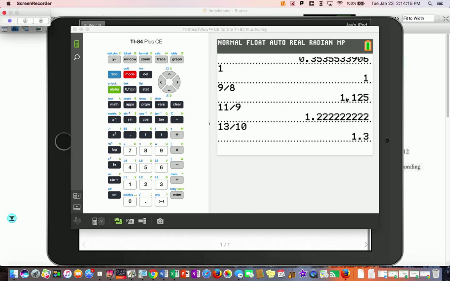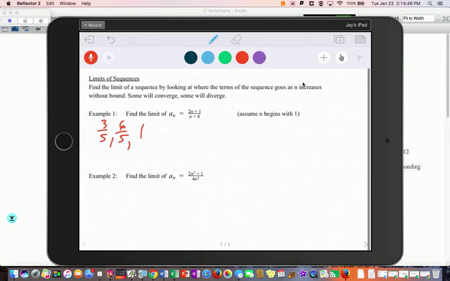So 1 to 1.125 is a difference of about 0.12, so 0.125 to be exact. 0.125 to 1.222 is about a tenth, or 0.1, and 1.222 to 1.3 is 0.078. So what you're seeing is the gaps between the numbers are getting smaller. And if you kept doing this, eventually it levels off. Well, when you think about it, where do sequences stop?